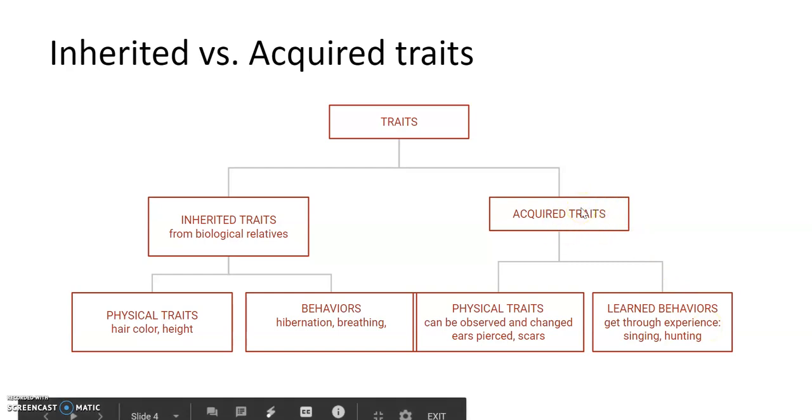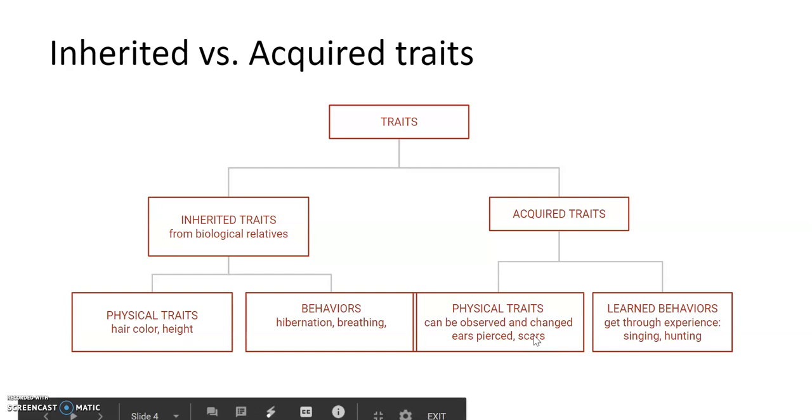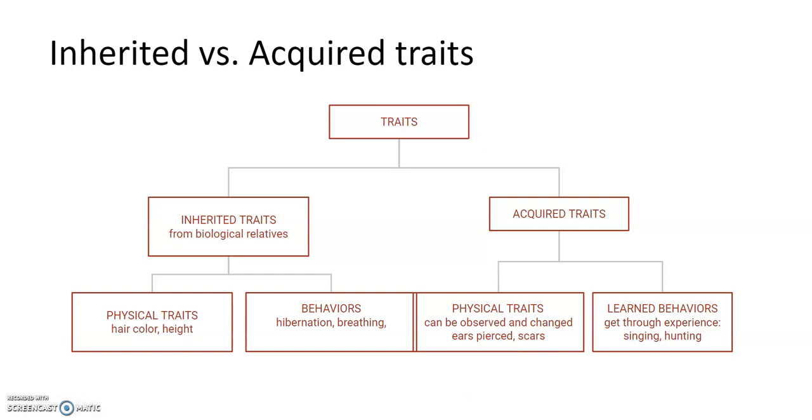Acquired traits are those that we get through our life experiences, whether they're done to us or taught to us. So a physical acquired trait might be a scar that you get, or maybe getting your ears pierced. That is something that has changed. You were not born with it. And when you have a child, or when the animal we're talking about has a child, they will not be born with that scar or those pierced ears.